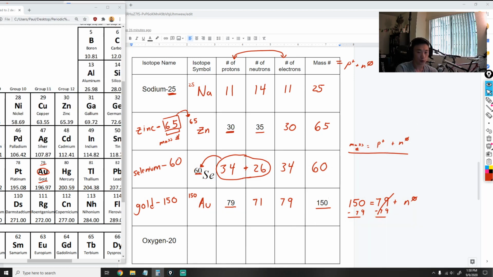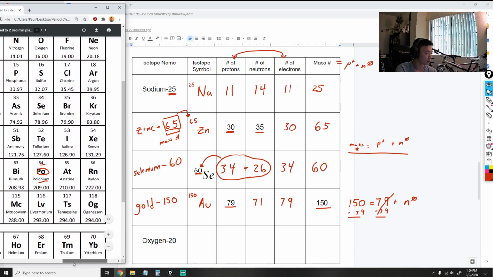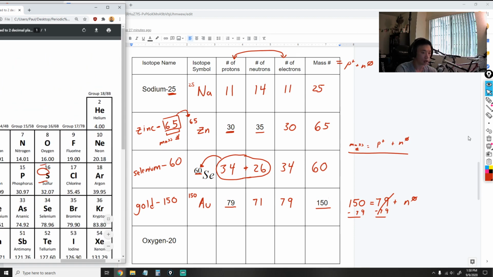All right, so it should be pretty simple. Again, we're basically doing the same thing, but we'll do one last problem together. So we have oxygen-20. You see the name oxygen, so we're going to go find oxygen on the periodic table. And if you go find oxygen, you'll find it on the top right.